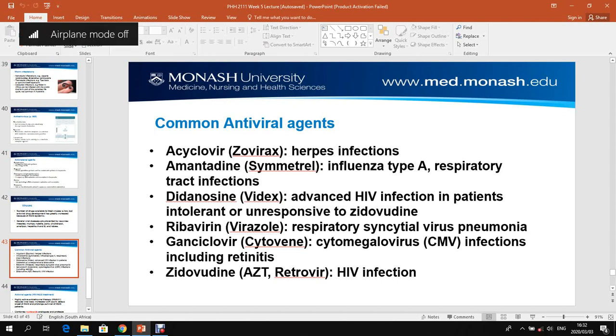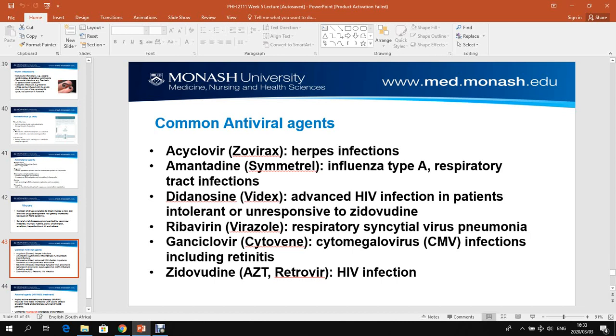The common ones, for example, are aciclovir, also known as Zovirax, which is important for controlling herpes infections. Amantadine, also called Chemotherapeutics, is important for influenza type A. Influenza, that is a flu. Didanosine, also called Videx, is important for control of advanced HIV infection. Ribavirin, also called Virozole, is important for the control of respiratory syncytial virus, which causes pneumonia.